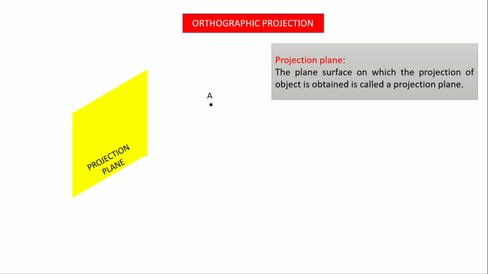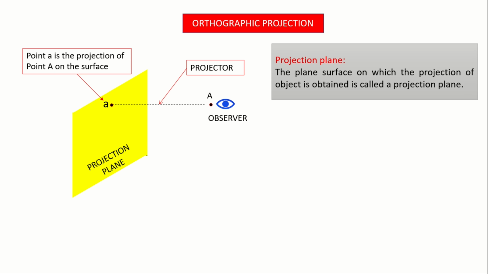Suppose if you have an object, a point in space, the observer is viewing this point in space. A line is drawn to the projection plane and that line intersects the projection plane at a point A. This line is called as projector and this point is the projection of point A on the surface.